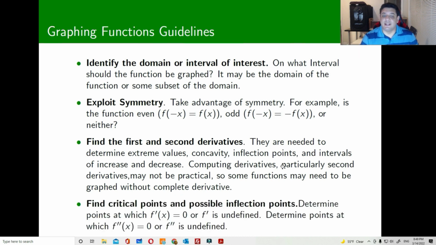Then after that, we're going to find critical points and possible inflection points. Remember, we're going to try to guess what the local extrema are, and for that we get the critical points, which is where f prime is equal to 0, or f prime is undefined or does not exist. And then we have candidates for inflection points, which are where f double prime is equal to 0 or f double prime is undefined.